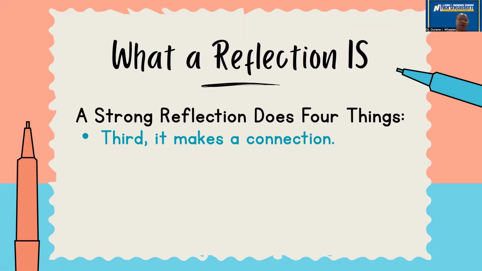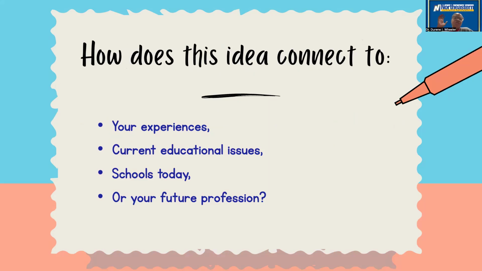The third thing a good reflection does is it makes a connection. How are you making connections between the readings, between the films or other materials? Are there questions or concerns as you review or read or come across new material or material you've seen before? How does it connect with your own experiences? As you're thinking about the connections, utilize these four bullet points. How does it connect to your own experiences? How does it connect to current educational issues? Does it connect to schools today? Or how does it connect to your future profession or your future as an educator?